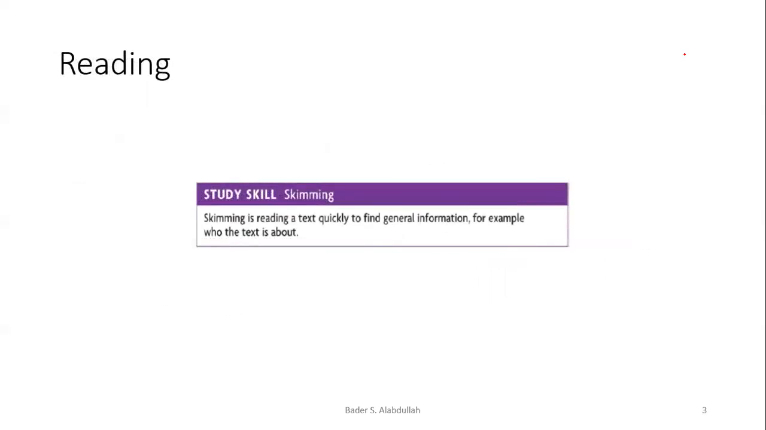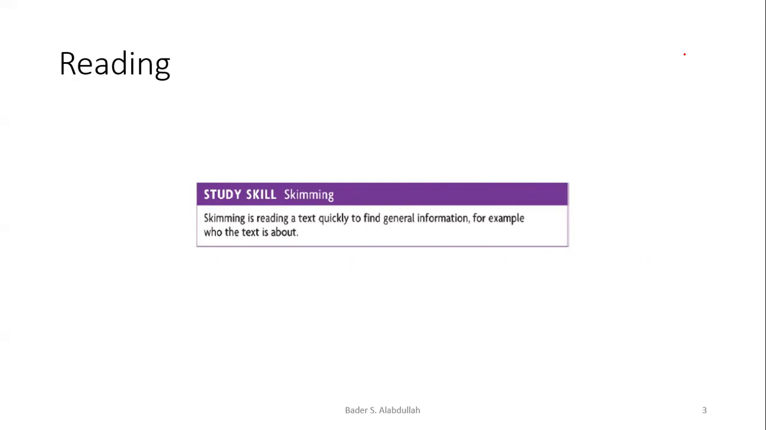So in our reading part, we are going to deal with skimming. So what is skimming? As I told you earlier in our previous lectures, we are going to focus on some techniques that help you read quickly. Okay, so what is skimming? Skimming is reading a text quickly to find general information. For example, who the text is about. Okay, to find general information, to find the main idea. Okay, what is called the gist. Sometimes they call it the gist.